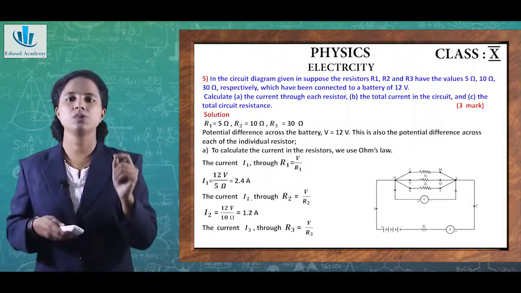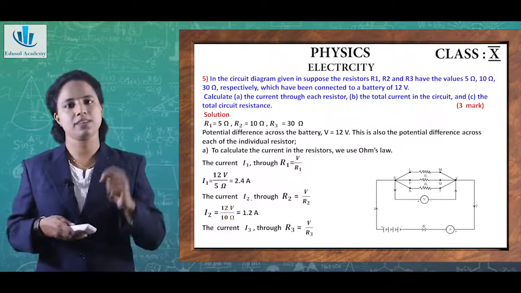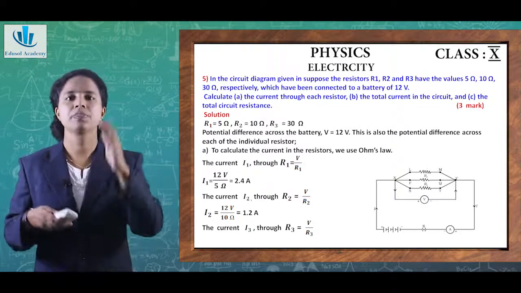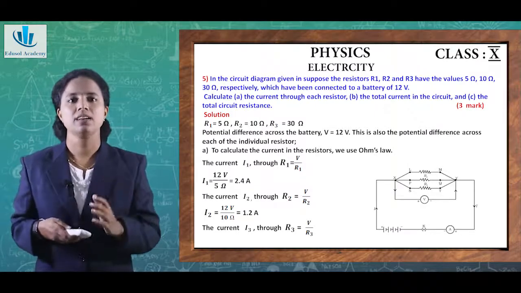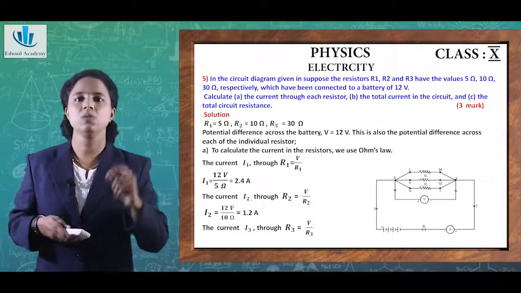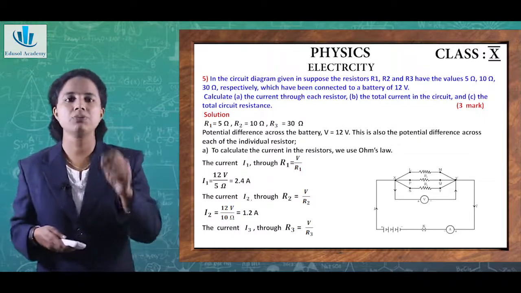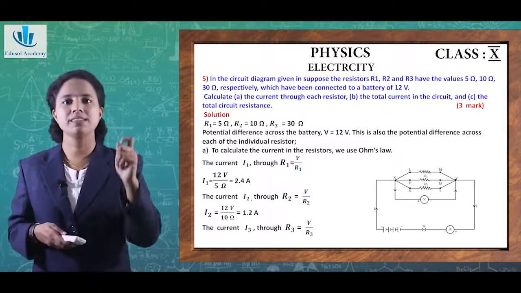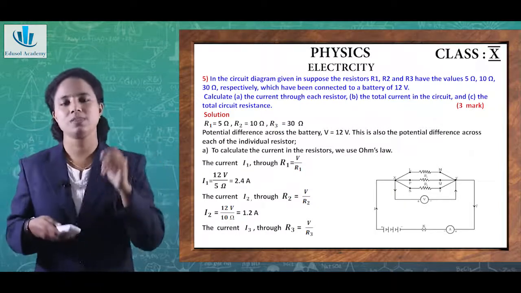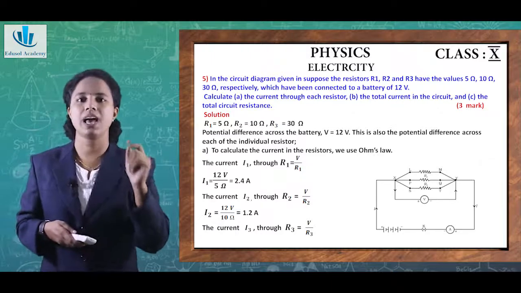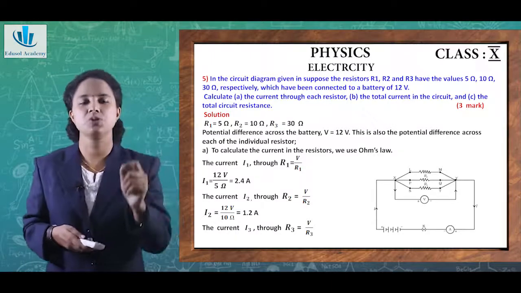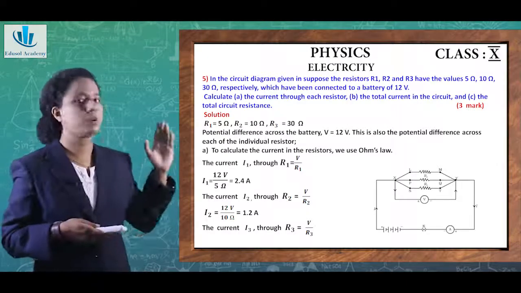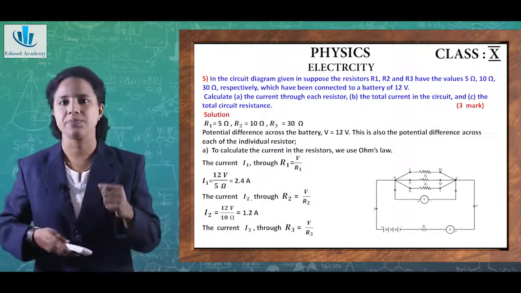So first we are asked to calculate the current through each resistor. Since we are given a diagram in which it is connected in parallel, the potential difference across the battery V is equal to 12 volt, and this will be the potential difference across each of the individual resistors. That is one of the basics for such a circuit. So for the first question, to calculate current in the resistors, we need to use Ohm's law. We know the basic equation of Ohm's law, that V equals I into R.